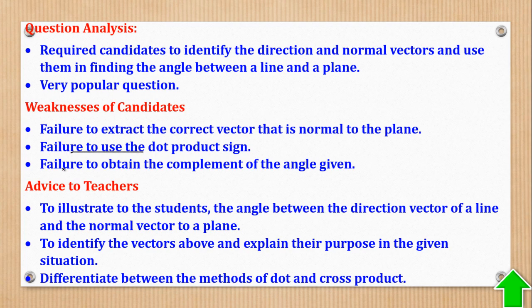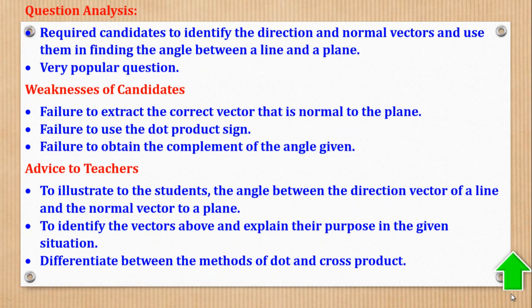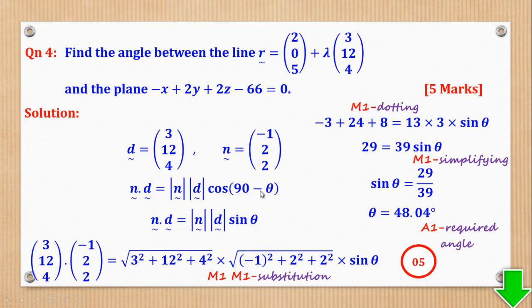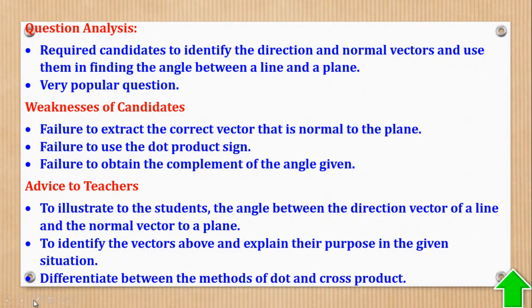Failure to use the correct, we've seen that. Failure to obtain the complement of the angle. So complement, that is why I began by saying 90 minus theta. You see this? 90 minus theta to get the complement. Advise to teachers, illustrate to students the angle between the direction line and the normal. So the angle between the direction and the normal is what we call 90 minus theta.